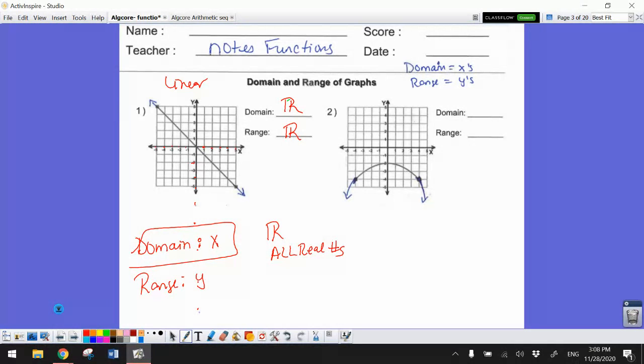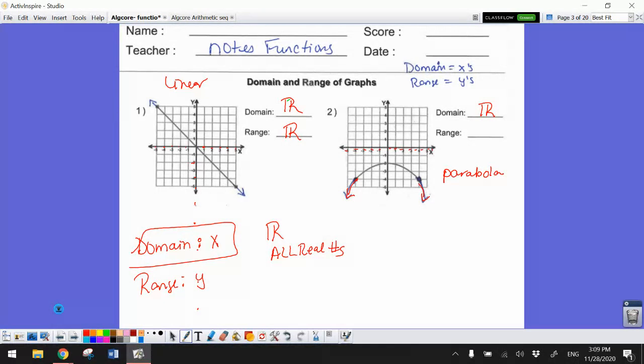Now let's take a look at this nonlinear function. This one is actually a quadratic, called a parabola. And we're going to see a couple things here. First of all, we're going to notice that this is going down. But I still see that I'm using all of my x's on both sides. So my domain is still all real numbers. There still aren't any limits on my x's.